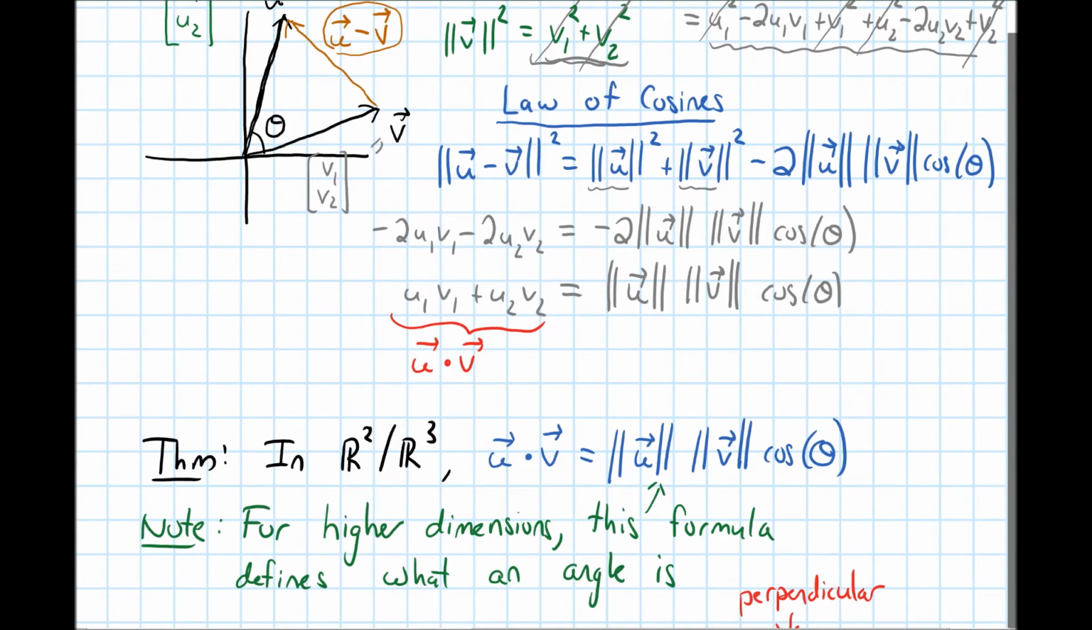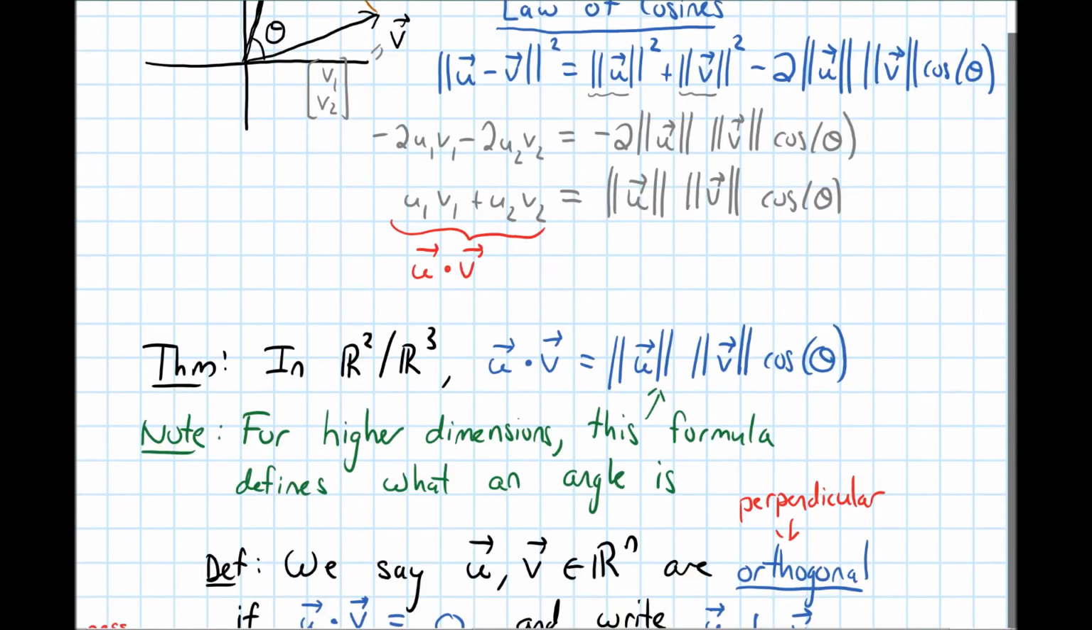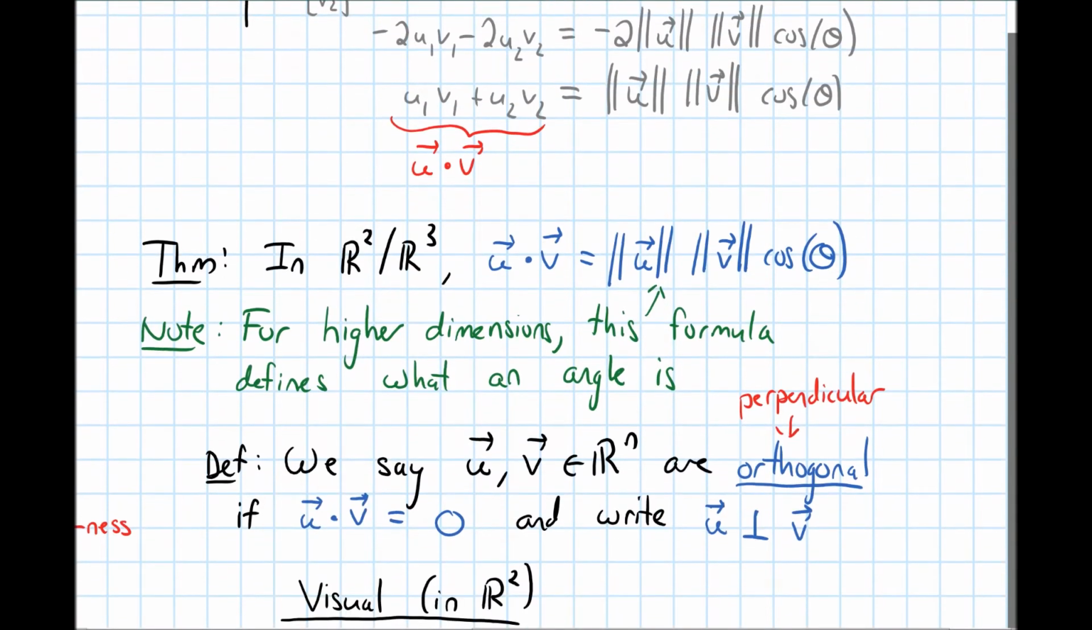Okay, so let's next give another definition. Next I want to define what it means for two vectors to be orthogonal. We say that u and v are orthogonal, and that's another word for just perpendicular, if their dot product equals 0. In that case, a common notation that we'll use is we'll write u, this perpendicular symbol, the sort of upside down T, and then we write v.